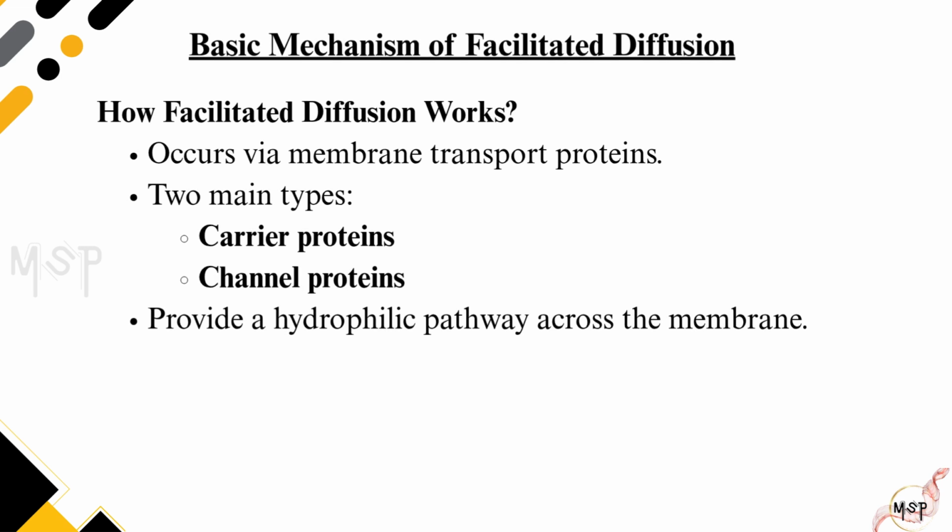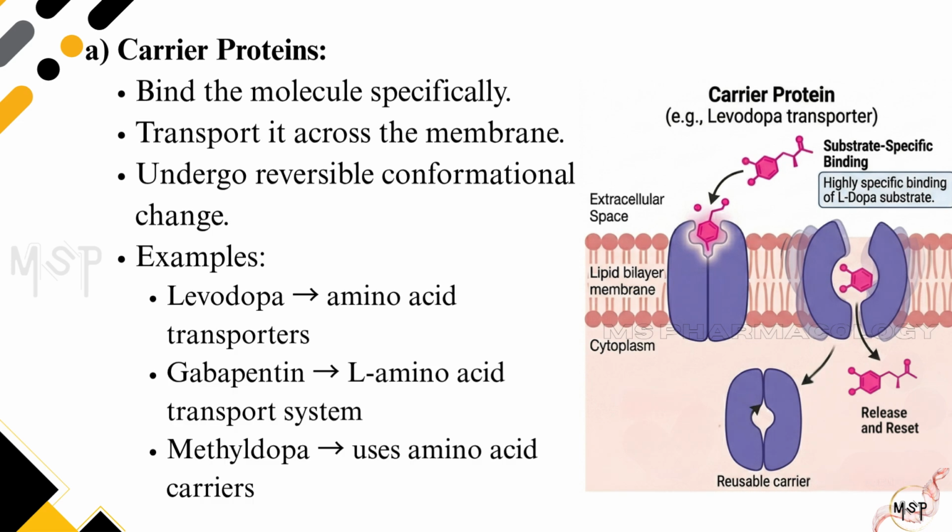How does it work? Facilitated diffusion works through two types of membrane proteins: carrier proteins and channel proteins. Both provide a hydrophilic pathway, allowing molecules to bypass the hydrophobic membrane core. Carrier proteins bind the molecule and physically transport it across the membrane. These proteins undergo reversible conformational changes during transport. Example: amino acid transporters.